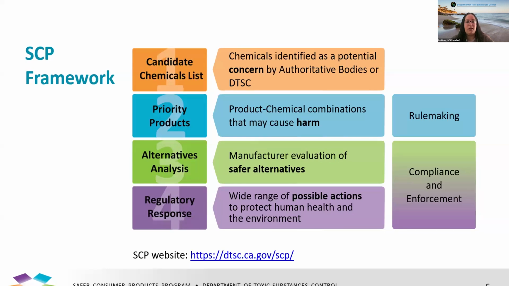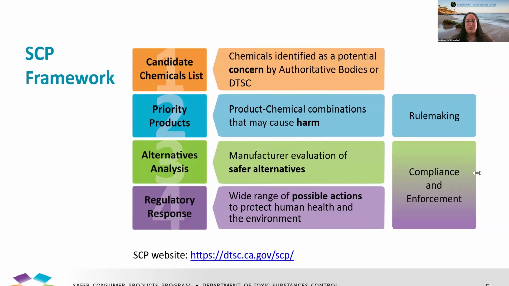It's important to note here that the listing of a priority product through the rulemaking process is generally the first time where our regulatory framework places regulatory requirements on the manufacturers of consumer products. After a priority product is listed, manufacturers have multiple options to comply. One of those is completing an alternatives analysis for the priority products, where they thoroughly evaluate the priority product and potential alternatives. And this evaluation may lead to the determination of a safer alternative to the chemical of concern in the priority product regulation.